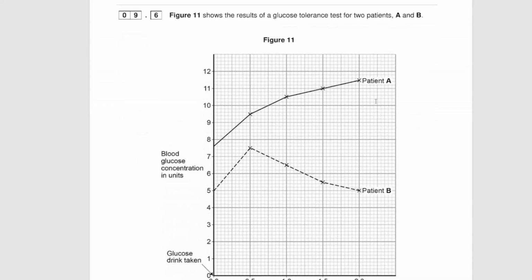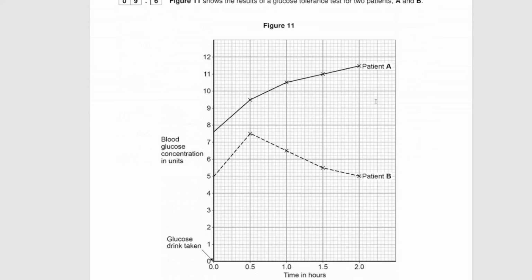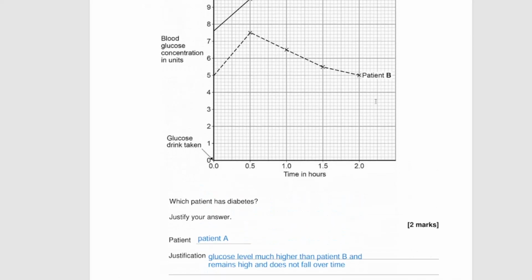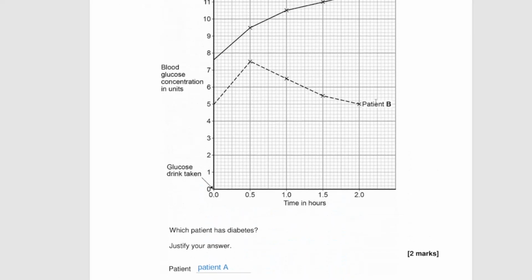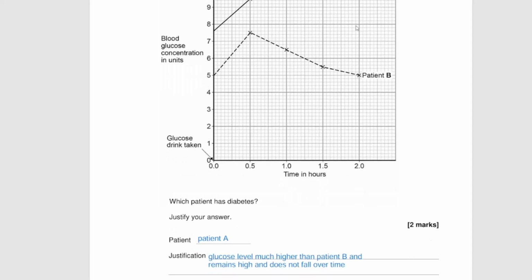And then we're shown a little graph of the test, showing it for two patients, A and B, and the blood glucose concentration in arbitrary units and when the glucose drink was taken. We're asked which patient has diabetes, and it's patient A, and this is because their glucose levels remain much higher than patient B and remain high and do not fall over time, which is a sign of diabetes because either the cells aren't able to properly use insulin to absorb the glucose, or their body isn't producing insulin to turn the glucose into glycogen normally.